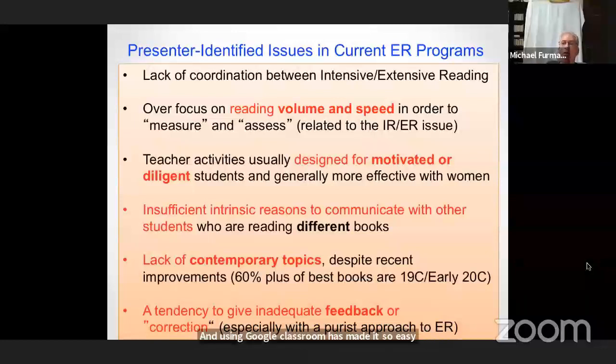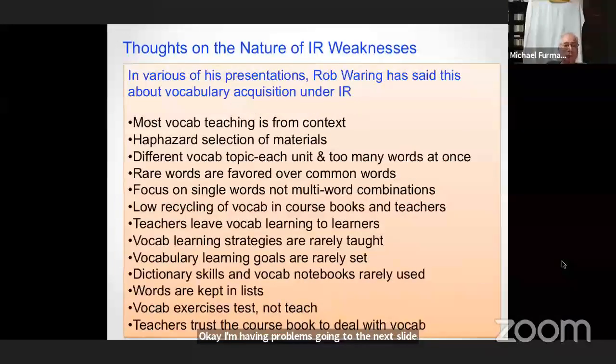Okay, I'm having problems going to the next slide. So there we go. Let me just see if I can move this a little bit.